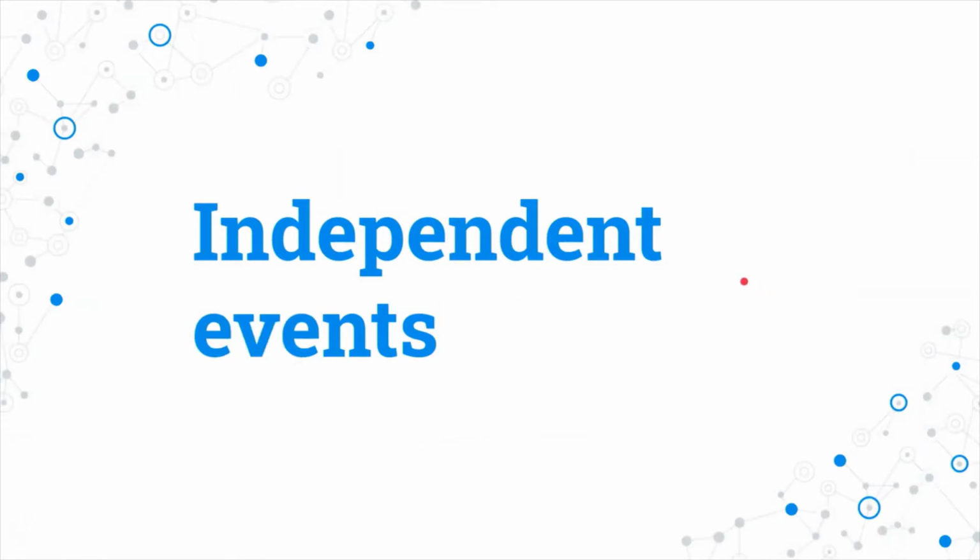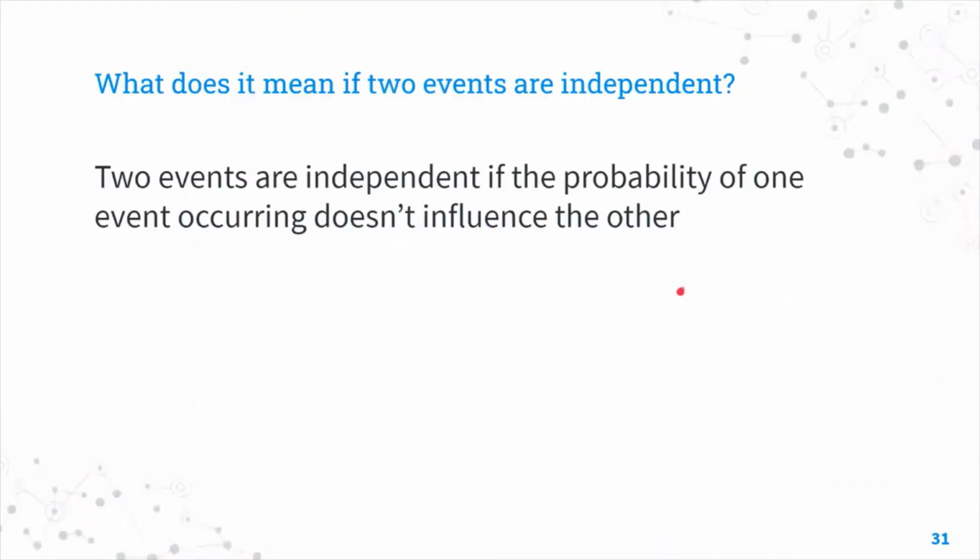Hi guys, so today we're going to go over independent events for level 3 statistics. So first up, what does it actually mean if two events are independent? Two events are independent if the probability of one event occurring doesn't influence the other.